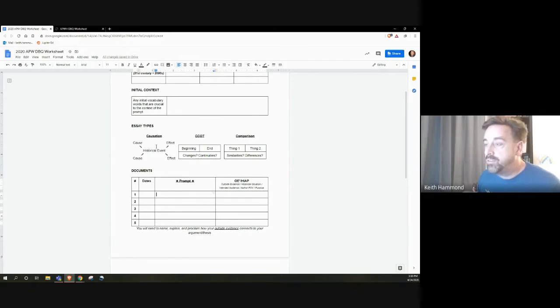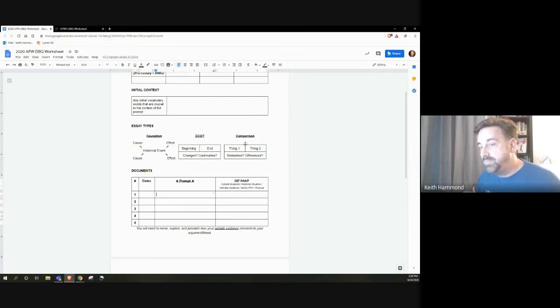So if you're going to go for causation, remember a historical event or person is kind of in the center of it, and you're either talking about the causes or the effects. So it's a little bit more complex than your straightforward cause to effect. If you're going to do a change or continuity over time, a CCOT, using that format, then you need to make sure you talk about the beginning, you talk about the end, and then you're talking about the changes or continuities that happen in between.